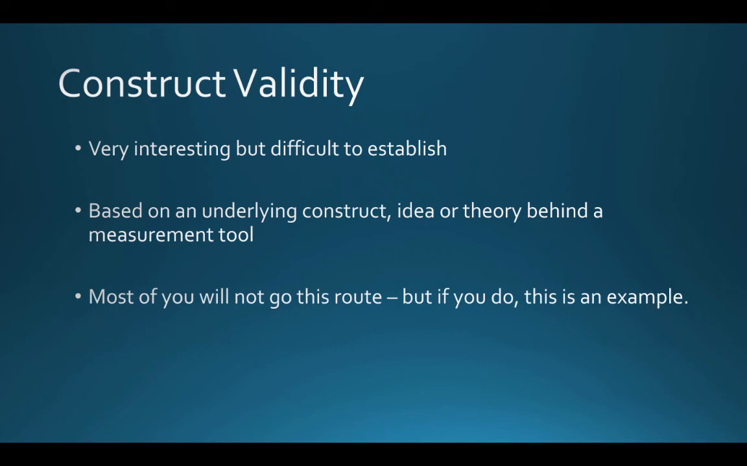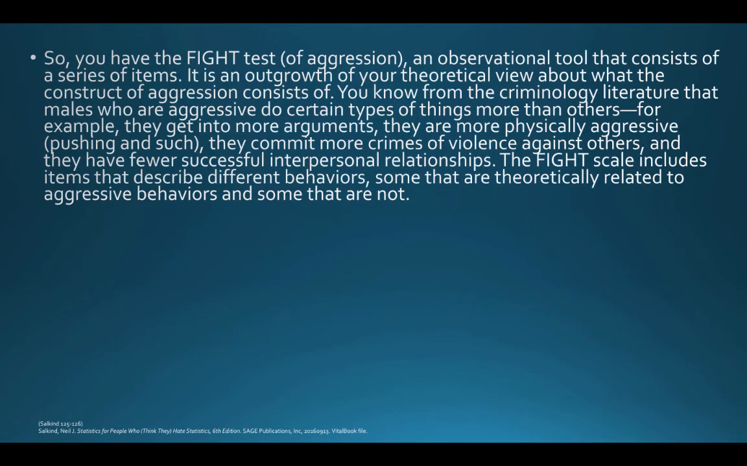It's based on some underlying construct or idea or theory. Most of you are not going to go this route, but if you do, we can look at an example. I'm going to let you read through this, but essentially this is looking at what are the areas that can affect aggression. So if you have what's called the fight test of aggression, so you make this up. An observational tool consists of a series of items. It is an outgrowth of your theoretical view about what the construct of aggression consists of.